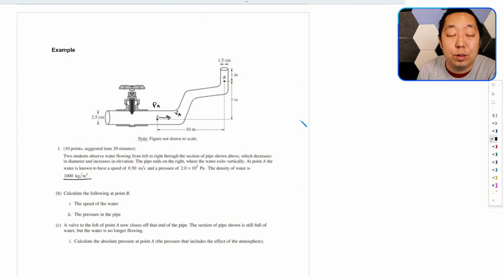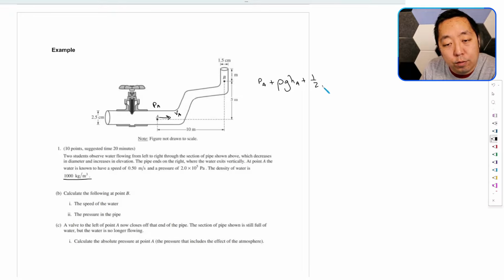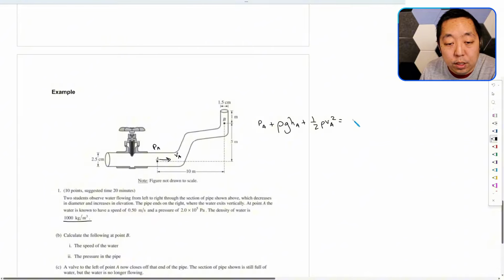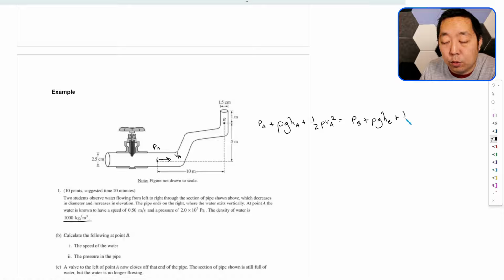There's only two equations we use: the continuity equation and Bernoulli's. I always start with Bernoulli's because that's going to give us the most general. So instead of 1 and 2, we'll just call it A and B. Same thing though: pressure at A plus rho g h_A plus 1/2 rho v_A squared is going to equal the pressure at B plus rho g h_B plus 1/2 rho v_B squared.